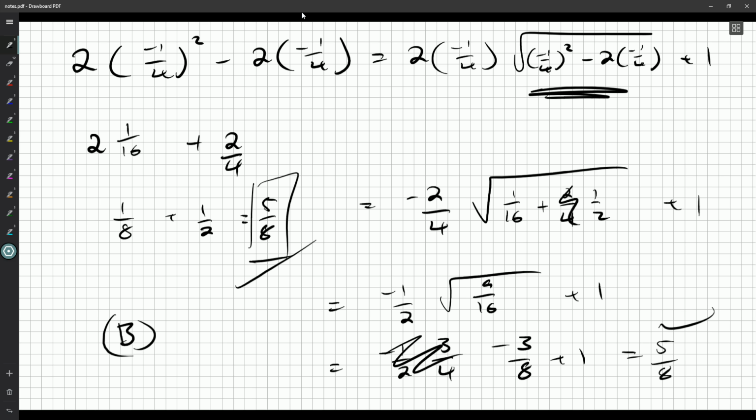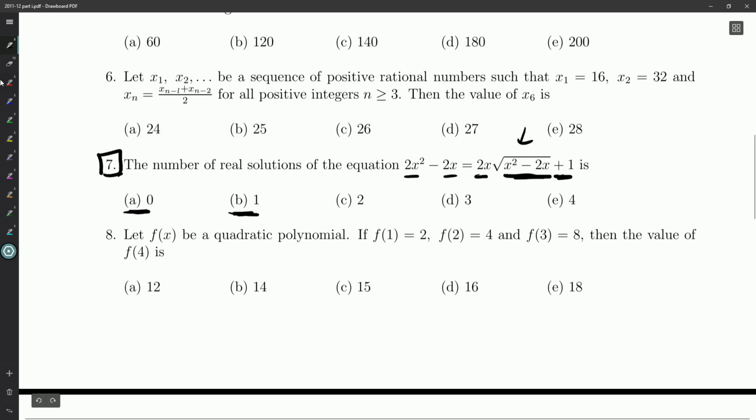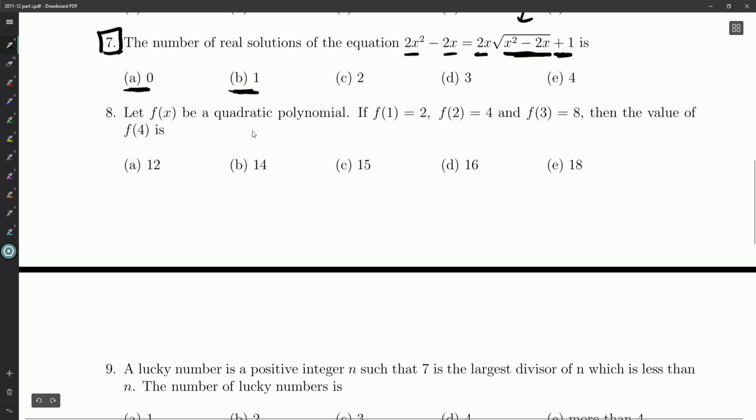Fantastic. All right, so that does it for question number 7. Up next, we're going to take a look at question number 8. Feel free to give it a try before we get to it.